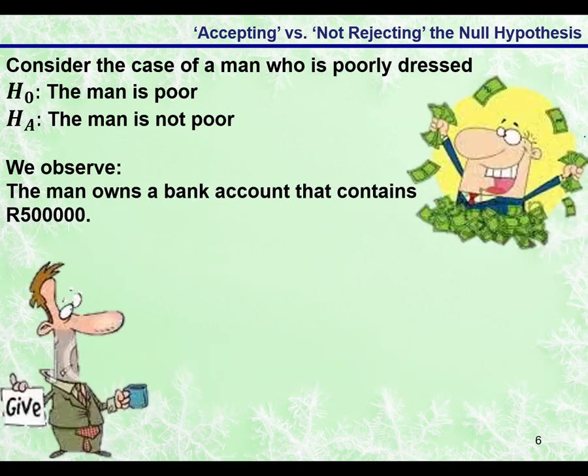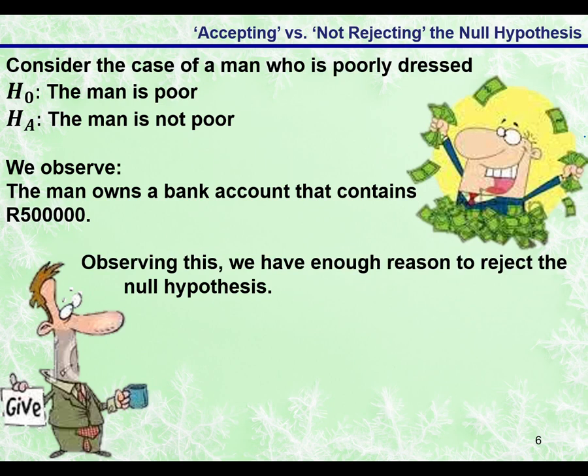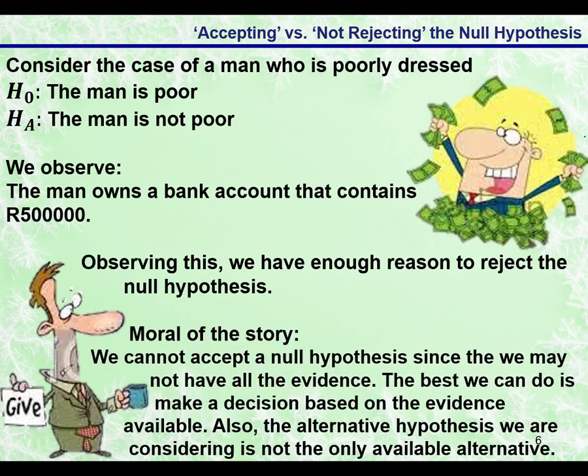Now, let's say next we observe that this man owns a bank account that contains R500,000. Then we might have enough reason to say we reject the null hypothesis. So we never accept the null hypothesis because let's say we only had those first two pieces of information, then it might not fully support the alternative, but it doesn't mean the null is true either. So we either reject the null hypothesis or we don't reject the null hypothesis. But we never accept a null and we never accept an alternative because it's based on evidence and we might not have all the evidence.